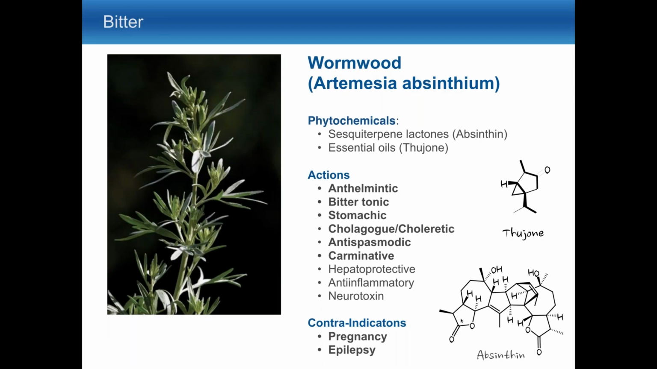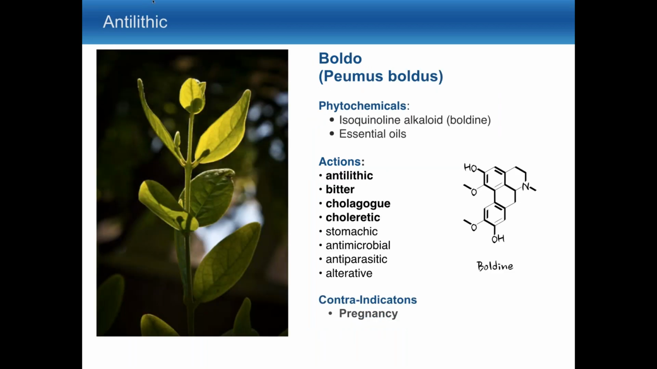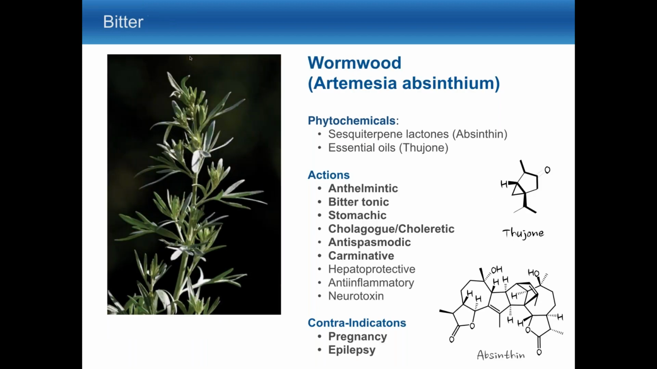So we're still in the bitters. Some of these I gave slightly different headers to them. If I say wormwood's a bitter and this one's an antilithic, it doesn't mean that it doesn't have other things, but that's just one of the big things that it has. Wormwood's a very interesting plant. This is infamous for its use in the liquor industry to make absinthe.